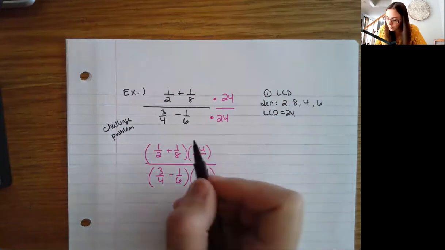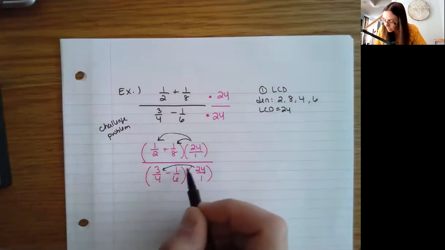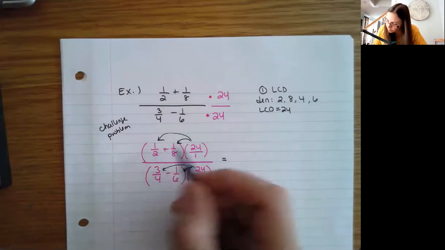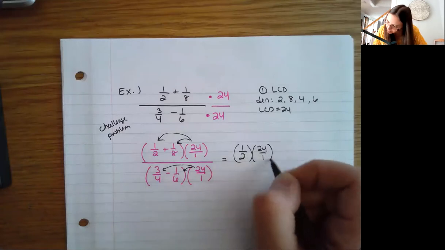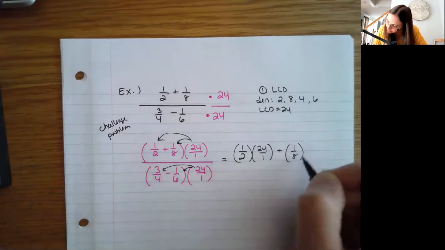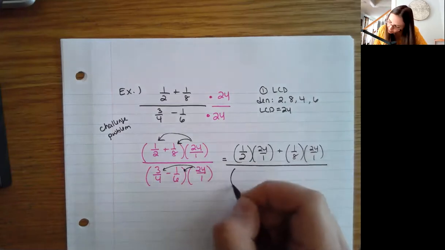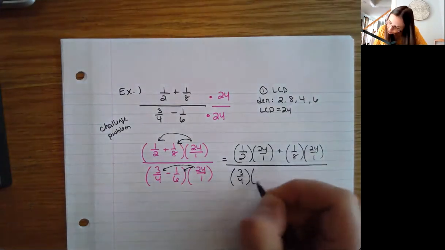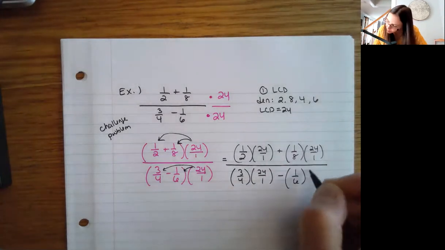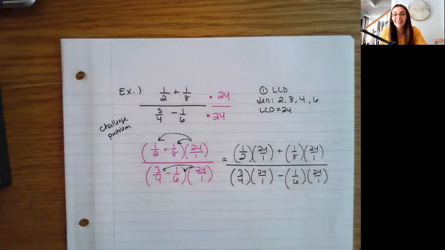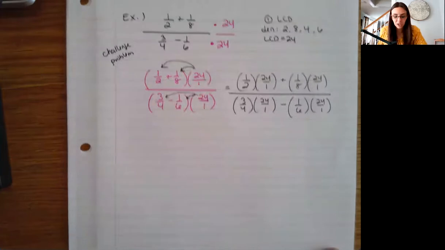And what you end up doing is you use the distributive property in either case. So you're going to have 1/2 times 24 over 1 plus 1/8 times 24 over 1. And then the bottom, you'll have 3/4 times 24 over 1, and then 1/6 times 24 over 1. Again, this is a challenge problem, okay? So this one's tough, but we can do it.